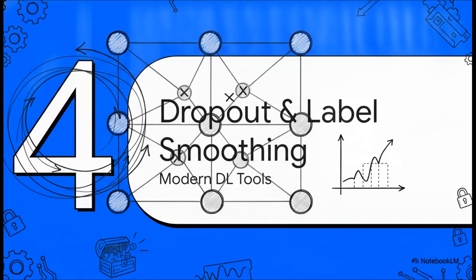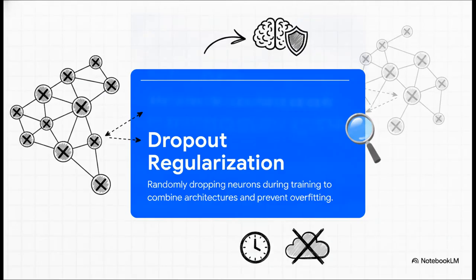All right, let's look at Section 4, Dropout and Label Smoothing. Let's open up the final compartments of our regularization toolbox to look at some modern techniques designed specifically for larger, more complex deep neural networks.